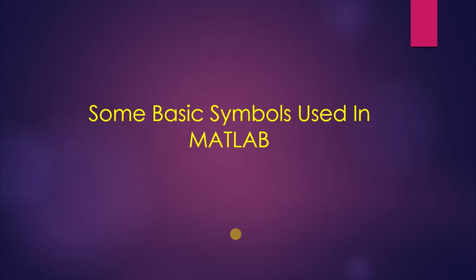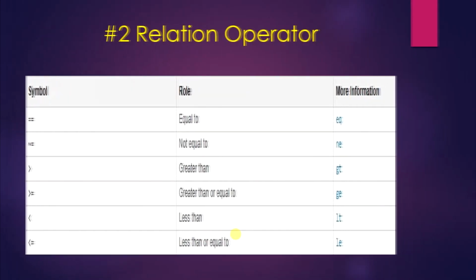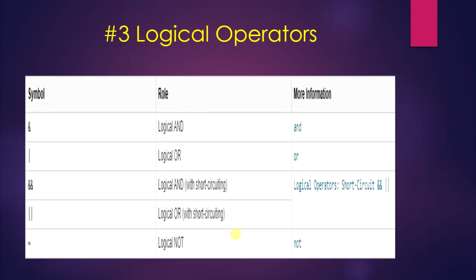Some basic symbols used in MATLAB are these. First is the arithmetic operator, which we have learned in primary classes, like plus, unary plus, subtraction, multiplication, division, matrix division, element-wise matrix power, transpose, conjugate, etc. Then next is the relational operator, like equal to, not equal to, less than or equal to, greater than or equal to, less than or greater than. Third is the logical operator, which we have studied in C or C++: logical and, logical or, and not. This you might have studied in logic gates also.